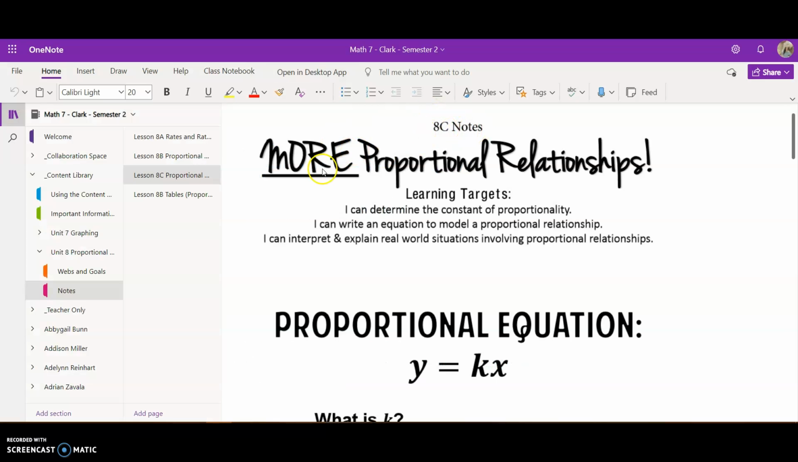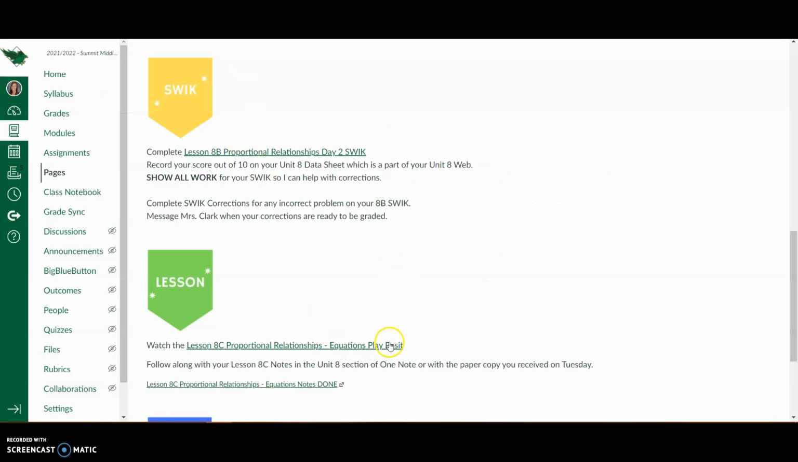So just go to OneNote, go to Unit 8, go to the notes section, and we're on 8C. And the notes just look like this. So either use your paper copy or just use the digital copy in OneNote. And please make sure that you are following along with these notes as you do your Playposit. This will have a score, and that score will be in PowerSchool. So please make sure you take your time on your Playposit.